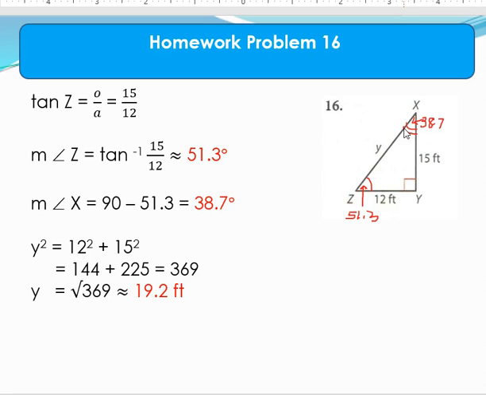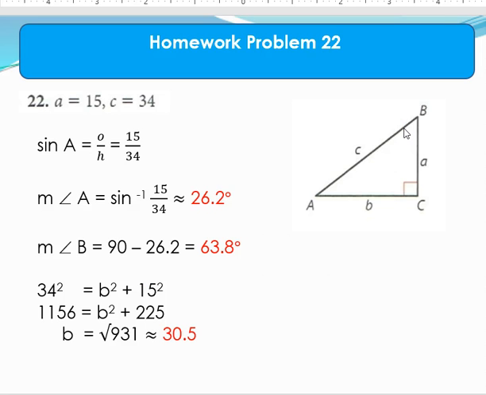What we're left with now is the side XZ, which is also little y or small y, and we go ahead and use the Pythagorean theorem for this. Y squared equals 12 squared plus 15 squared, which is 144 plus 225, which equals 369, and y will equal the square root of 369, which is about 19.2 feet. So you're going to solve the triangle, and in these problems you'll round to the nearest tenth.